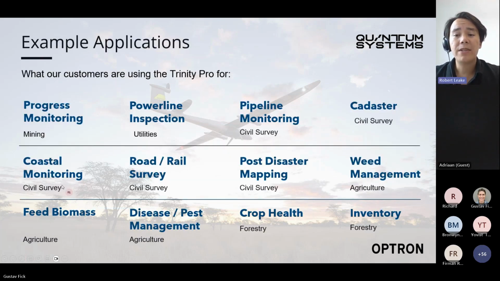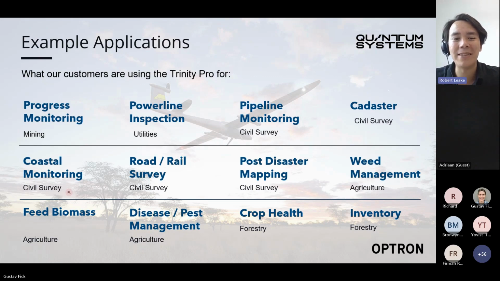All right, example applications. So I told you we've had a lot of customers dealing in a lot of different industries all around the world. I don't want to go too far into the details on this, but I just thought I'd give a couple of examples of some of the things that our customers have actually started using our drones for. So something I'm sure a lot of the people in this call would recognize is progress monitoring within the mining space. It's a very easy to prove application, right?